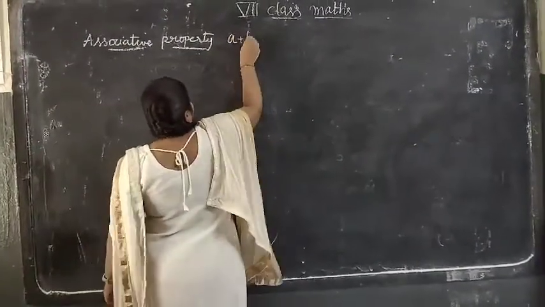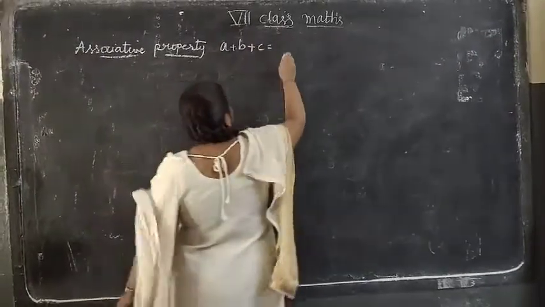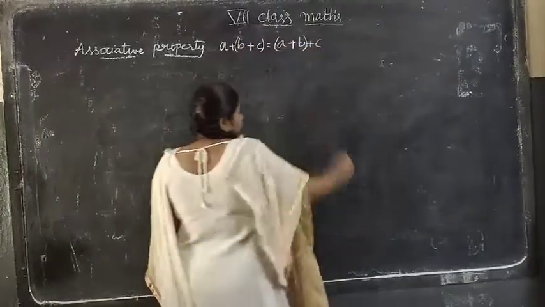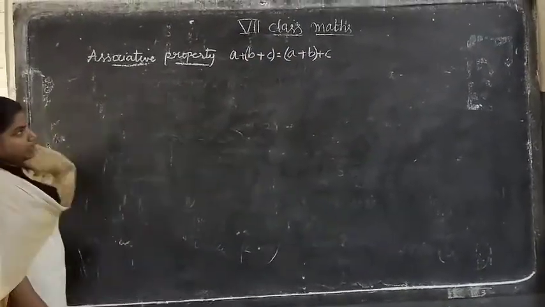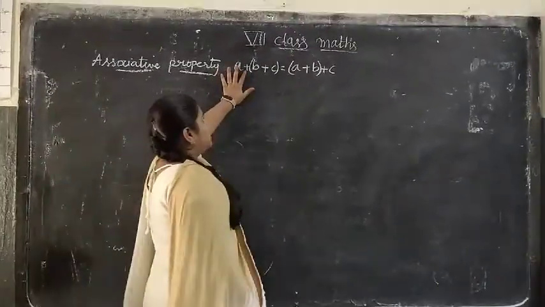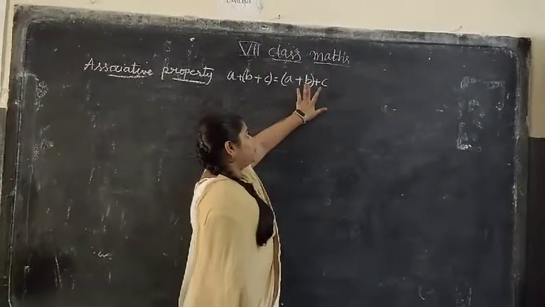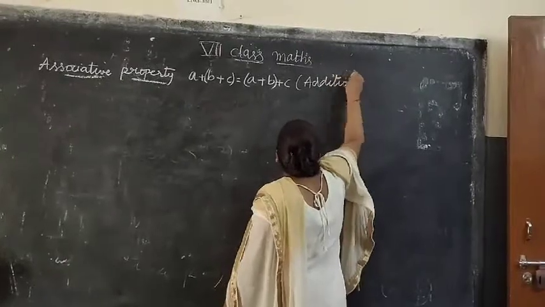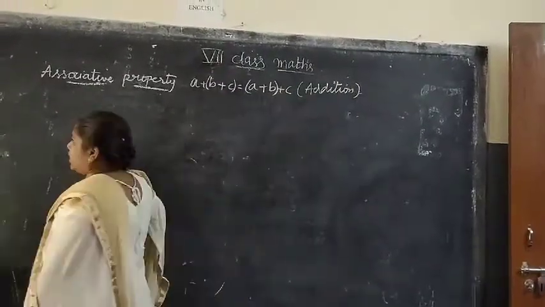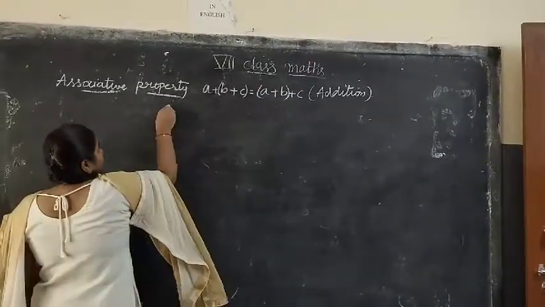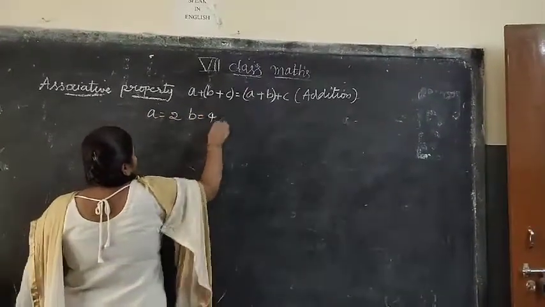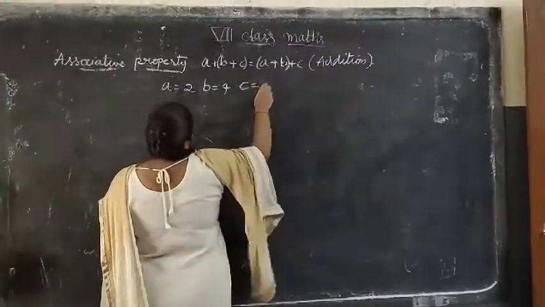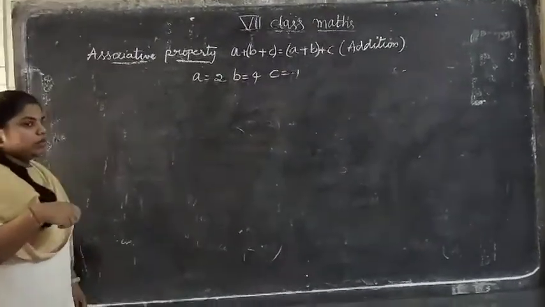(a + b) + c should be equal to a + (b + c). That means only the brackets will be interchanged. The values will be the same but the brackets will be interchanged. This is under addition, because between all three integers we have a plus sign. Now assume the a value, b value and c value. I am taking a value as 2, b value as 4, and c value as -1. 1 is also an integer, -1 is also an integer.